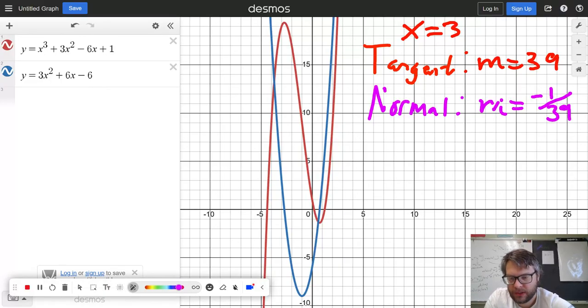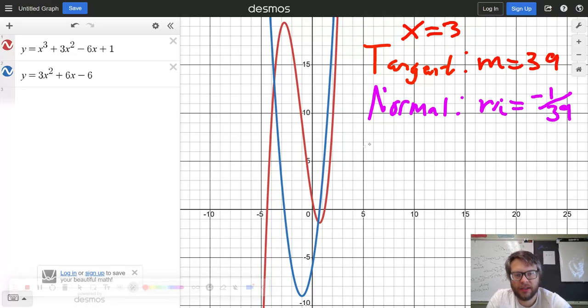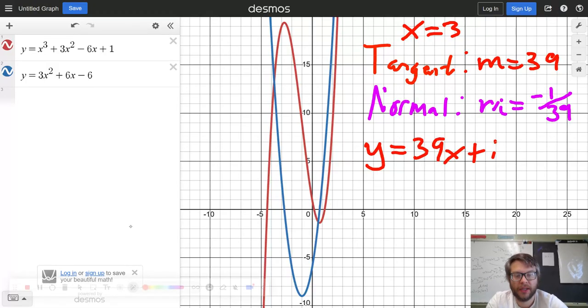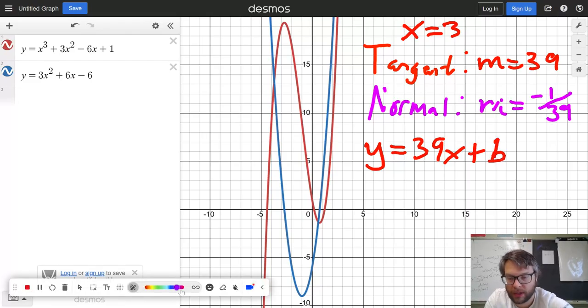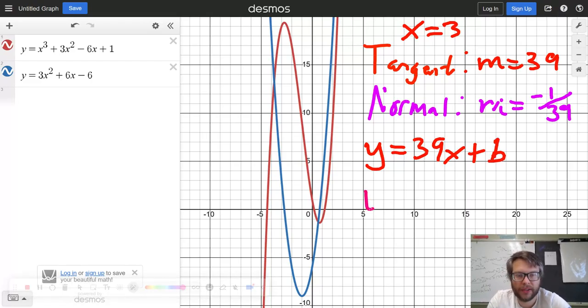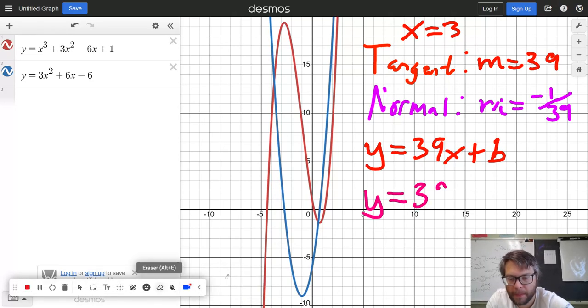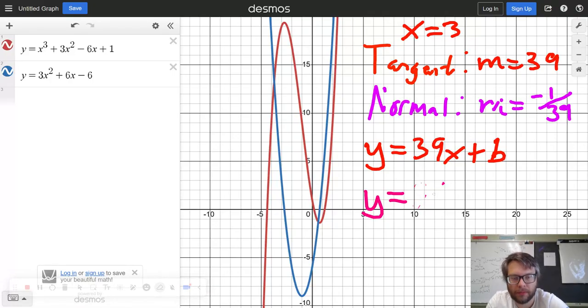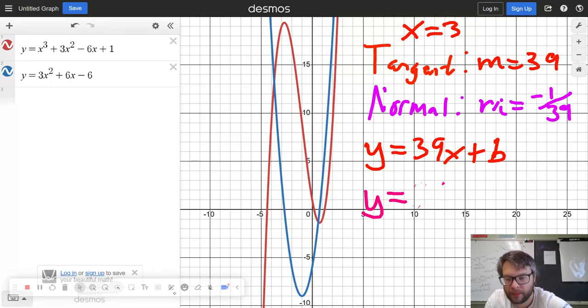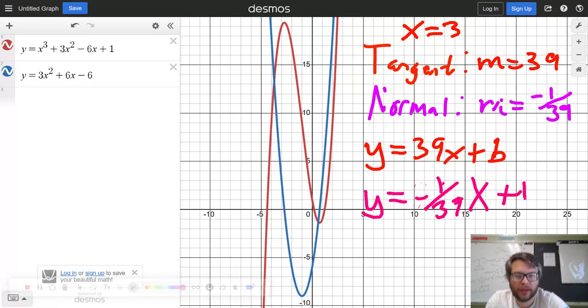Okay, so that means that for my tangent line, you can either do point slope form or you can do mx plus b. I've noticed a lot of people like to just set up mx plus b and go for it. So for the tangent line, you know it's y equals 39x plus something. For the normal line, you know that it's y equals, not 39, the opposite reciprocal, -1 over 39x plus b.